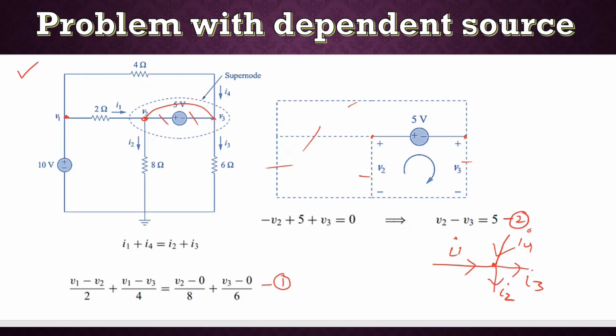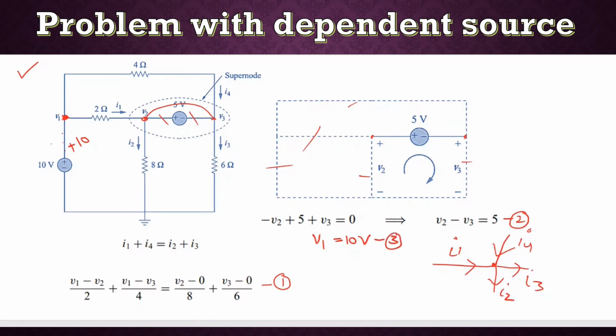Actually, we have to apply KCL at the V1 node also, but there is no need. Why? See here, the potential at this point is plus 10 volts, so the same 10 volts is coming here. So V1 is equal to 10 volts. This is equation number 3.